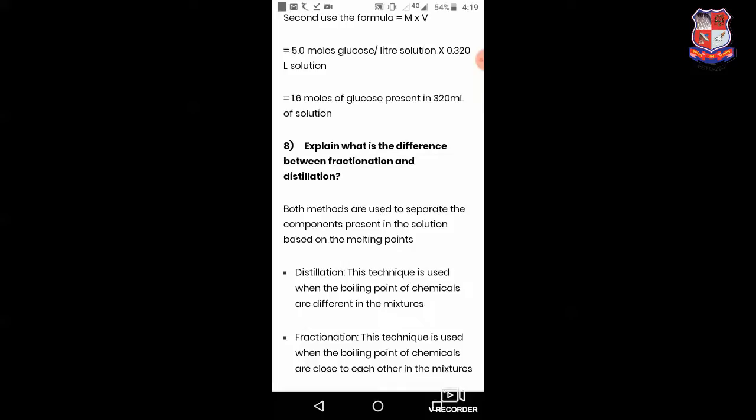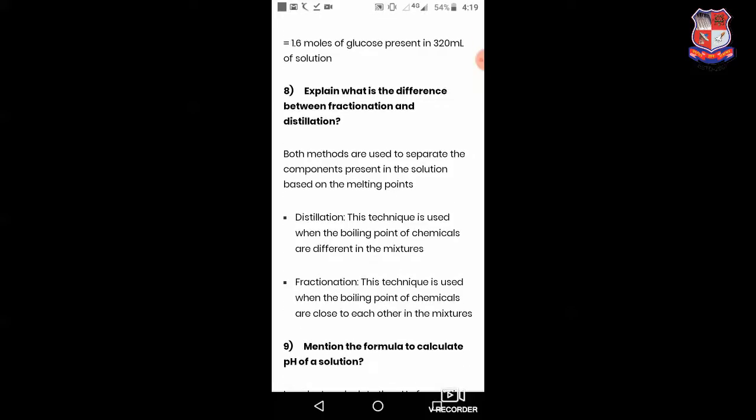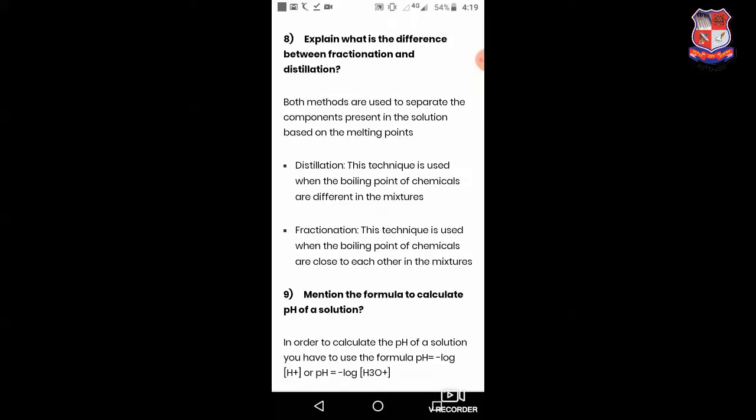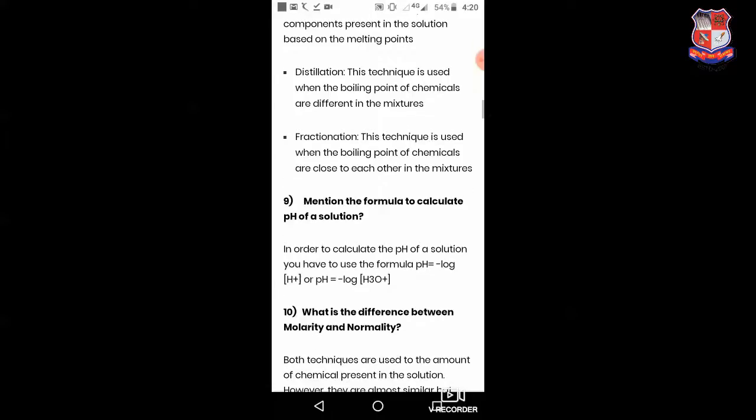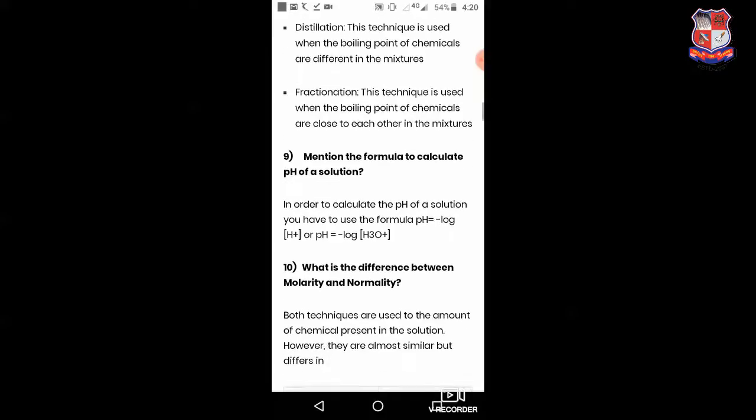Explain the difference between fractionation and distillation. Both methods are used to separate the components present in a solution based on their boiling points. Distillation is the technique used when the boiling points of the chemicals in the mixture are different. Fractionation is the technique used when the boiling points of the chemicals are close to each other in the mixture. Question number 9: mention the formula to calculate the pH of a solution. In order to calculate the pH of the solution, you have to use the formula pH is equal to minus logarithm of H plus ion.